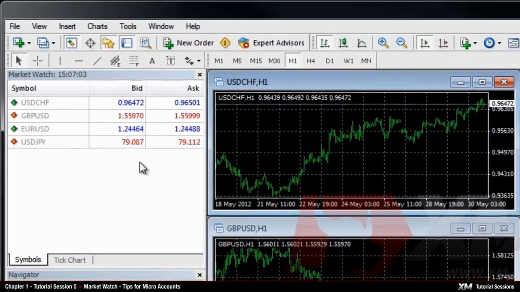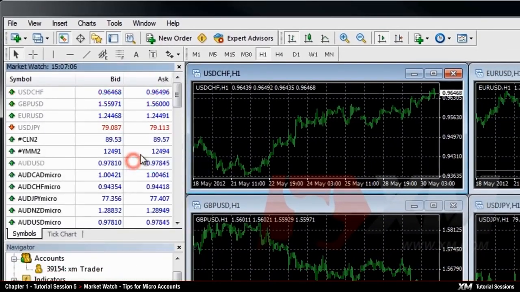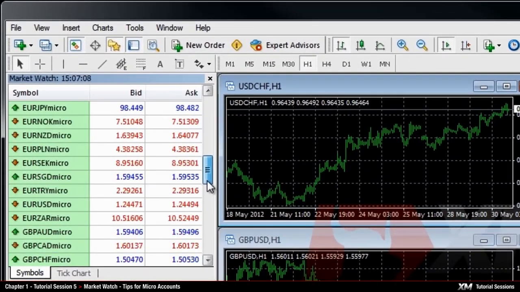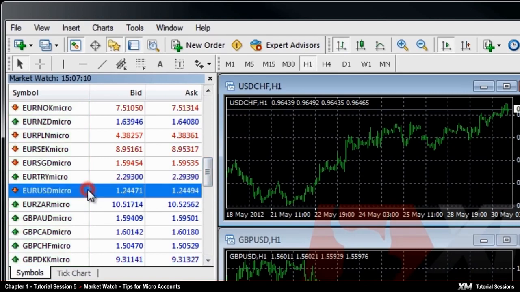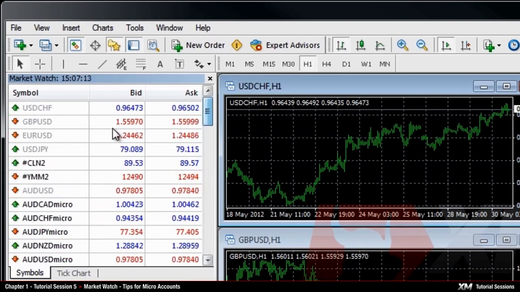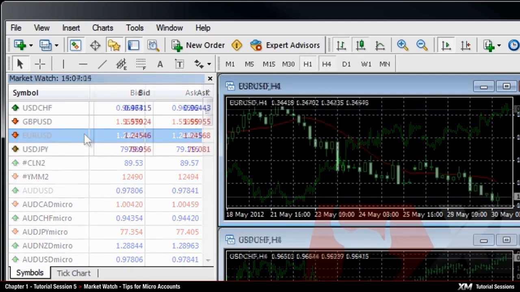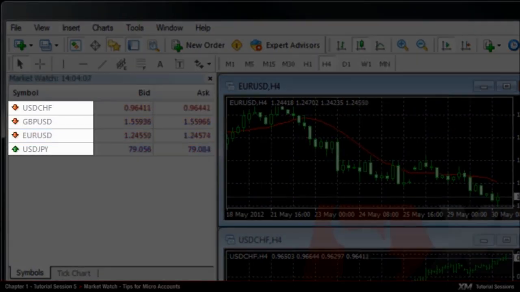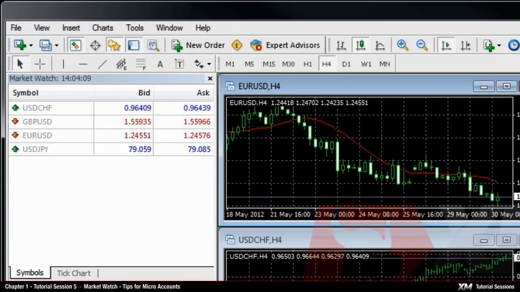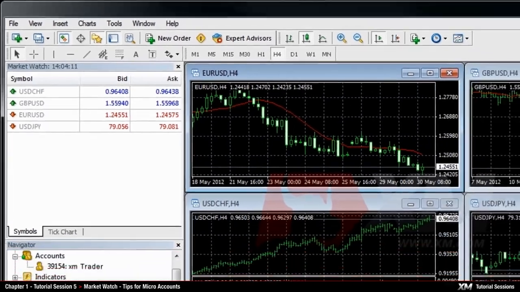As a micro trading account holder, you can only trade on currency pairs with the prefix micro, for example Euro-USD micro instead of Euro-USD. The standard instruments are not tradable and are used by MT4 to calculate prices of CFDs.